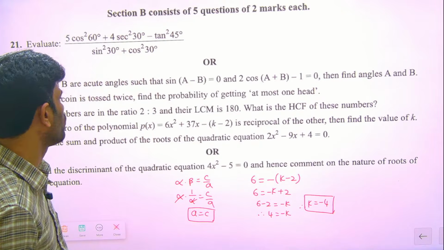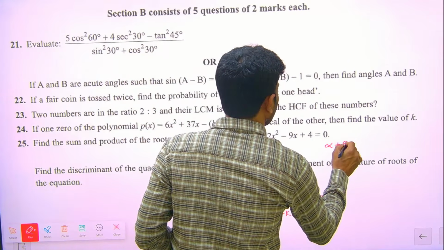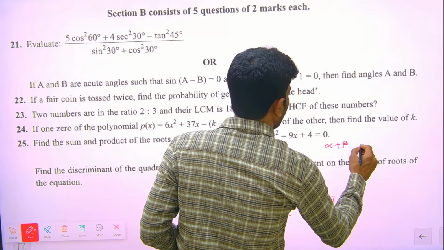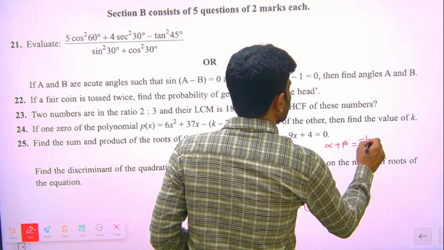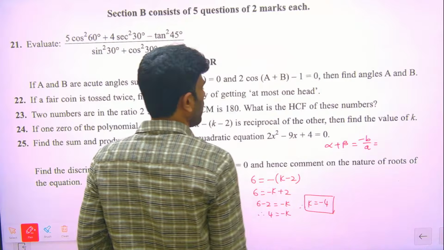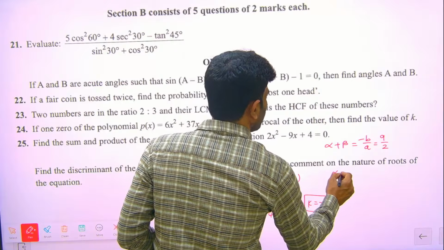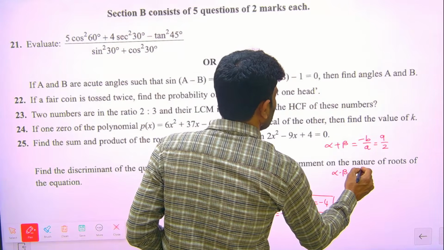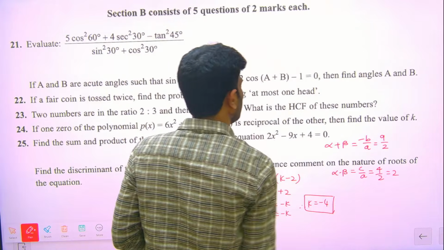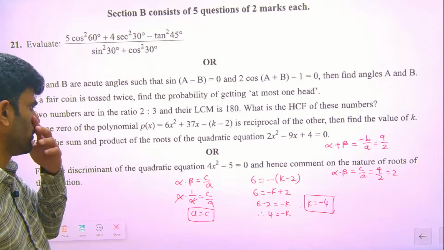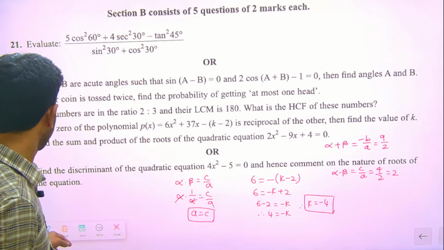Find the sum and product of the roots of the quadratic equation. Again, alpha plus beta we have to find, and one more, alpha into beta. What is the alpha plus beta formula? Minus b by a. Here minus of minus 9 by 2, so it is 9 by 2. Alpha into beta also we have to find. What is alpha into beta? c by a. c by a is 4 by 2, which is 2. Sum of zeros and product of zeros. Hope you understood this. Now the next one, internal choice there.